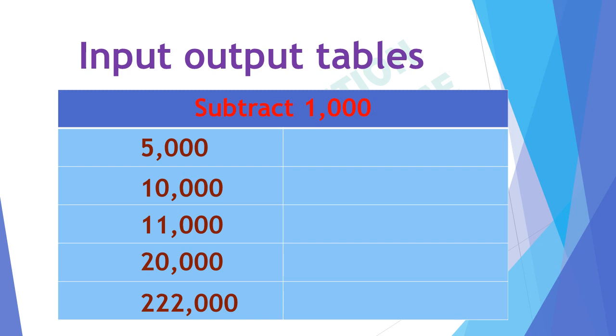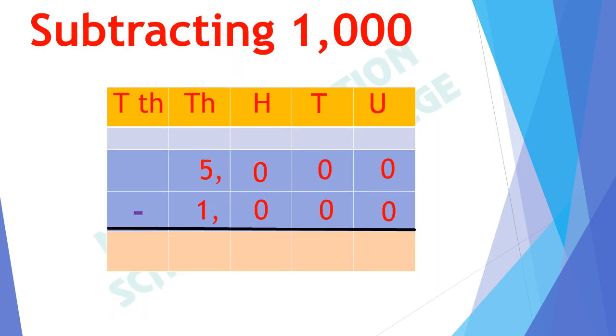First value is 5000. We will subtract 1000 from 5000. In the minuend there is 5000 and the subtrahend is 1000. We have to subtract 1000 from 5000. First of all, we start from units. In units, we have to subtract 0 units from 0 units. If we subtract 0 units from 0 units, we get 0. Then we move towards the tens. We have to subtract 0 tens from 0 tens. If we subtract 0 tens from 0 tens, we get 0.